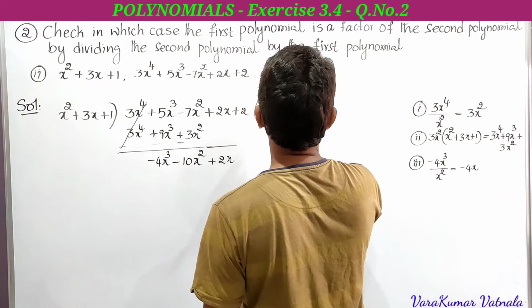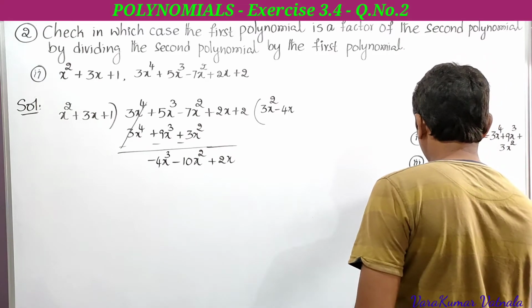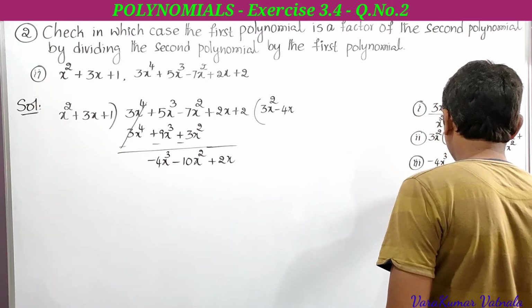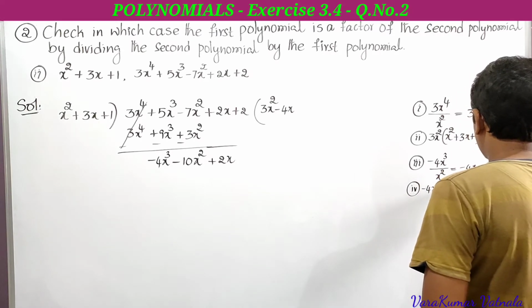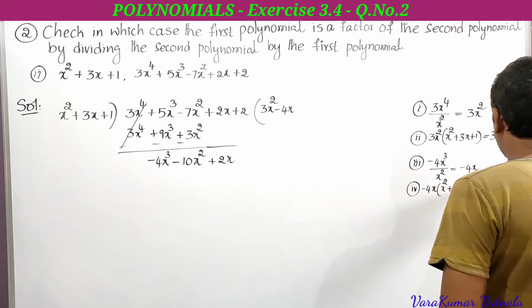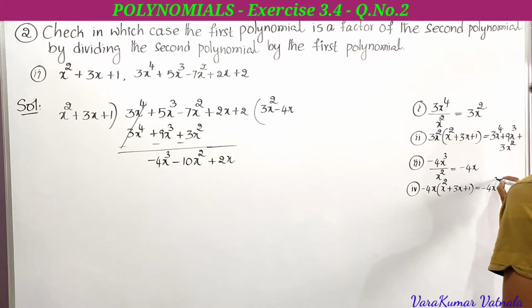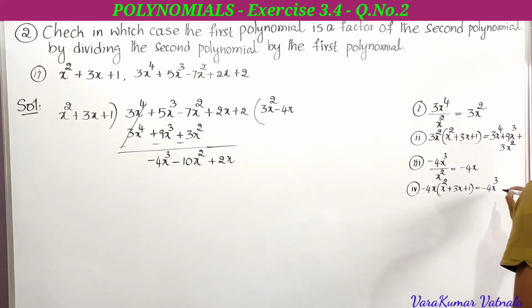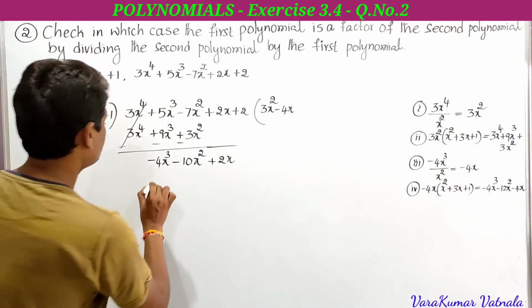In the next step, multiply the divisor with minus 4x. So I am multiplying minus 4x into x square plus 3x plus 1. Minus 4x into x square is minus 4x cube. Minus 4x into plus 3x is minus 12x square. Minus 4x into plus 1 is minus 4x. So write this below the terms of the dividend. Minus 4x cube right here.